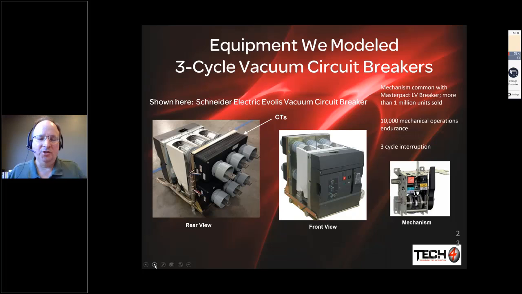In addition to the arc flash relays, we modeled two different types of circuit breakers. The first type of circuit breaker we modeled are 3-cycle vacuum circuit breakers. And I have pictured here a Schneider Electric Evolis 3-cycle breaker. But this would apply to most breakers on the market today. The ABB AMVAC, the Cutler-Hammer, the Eaton VCB, they're all 3-cycle. The modern, particularly compact vacuum breakers are mostly 3-cycle or 50 millisecond breakers.